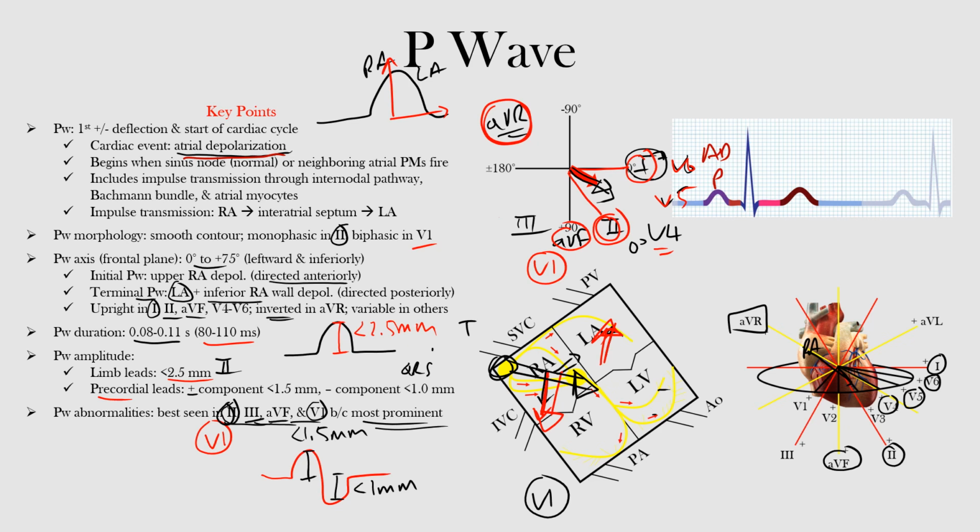Well, that's the end of this lecture. We discussed the P wave, specifically what it represents, and how it should normally appear on the EKG. I hope you learned something.